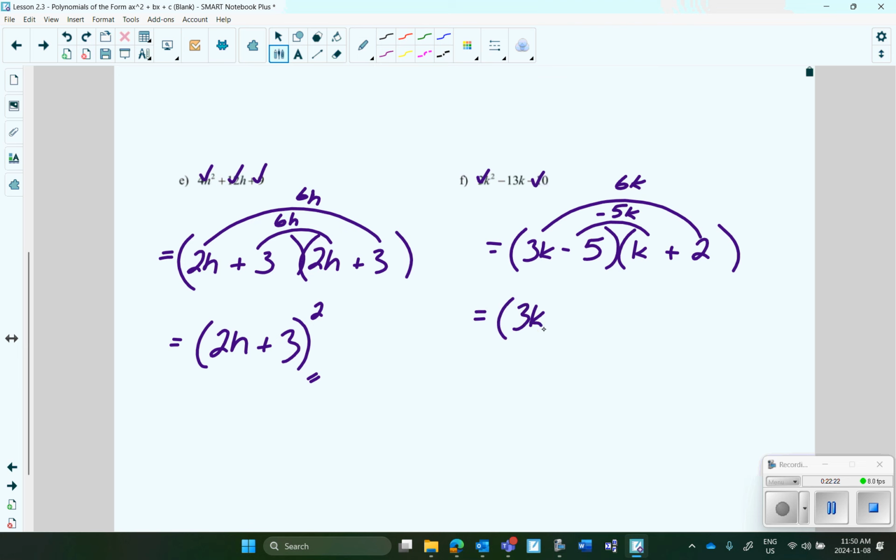So 3k minus 2, k plus 5, but I see that being a mistake too. Because when I do this, I get 15k minus 2k, which together make 13k. Or sorry, 13k. The k, don't switch the k's. Switch signs. And that's going to work. So it's 3k plus 2.